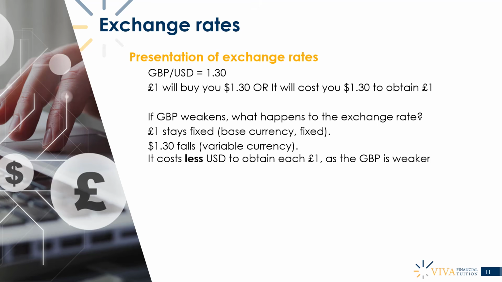And the reason that it falls is because the pound is weaker. So it'll cost us less dollars to obtain a pound, or £1 will buy me less dollars. Either way round works. So the exchange rate will move to something like £1 getting you $1.20. Well done if you got that right. If you got it the wrong way round, have another think about it and you'll get there in the end.